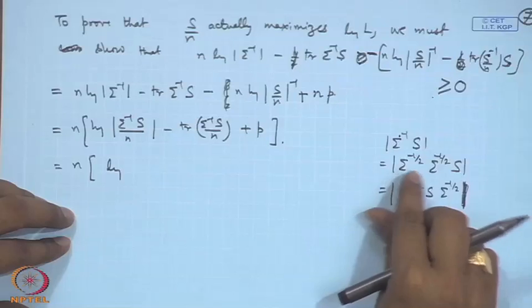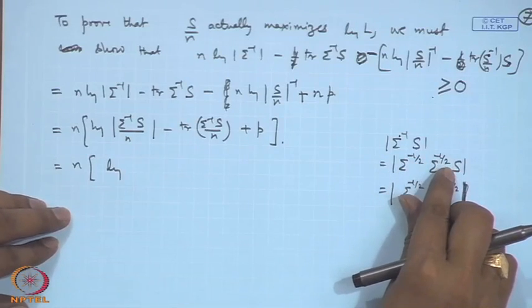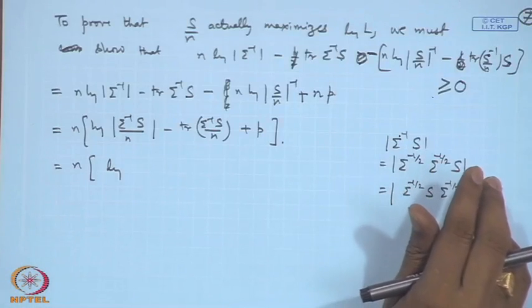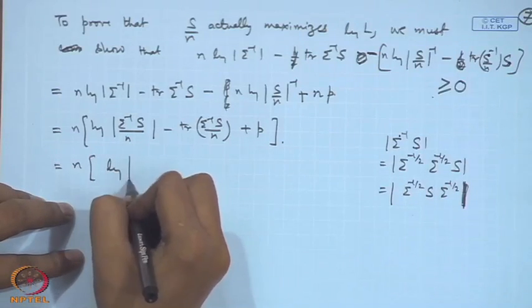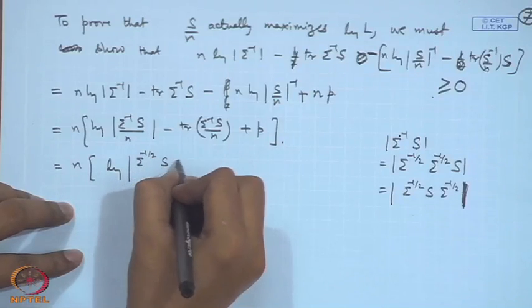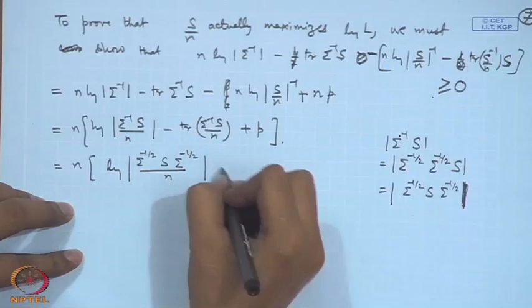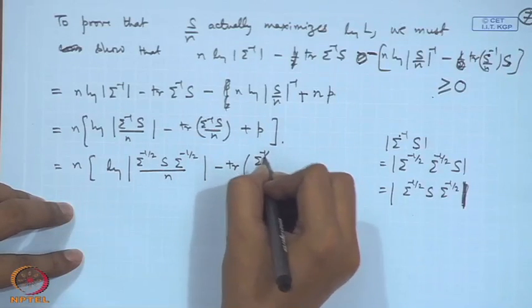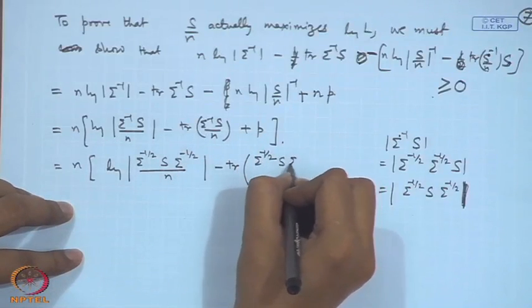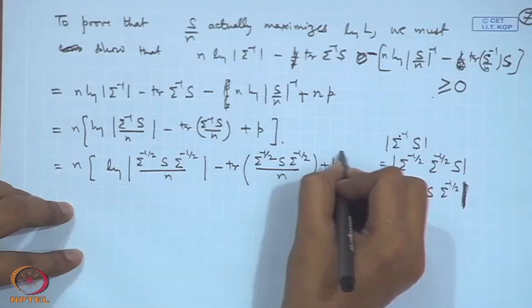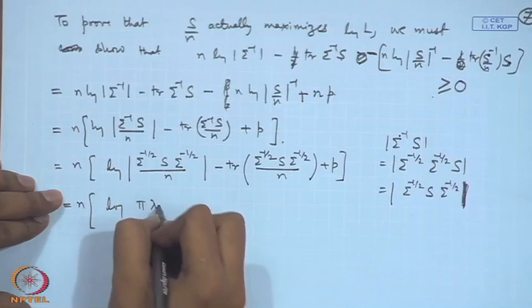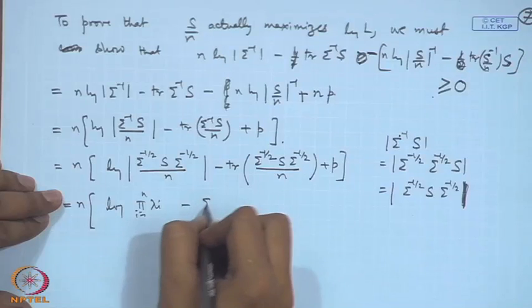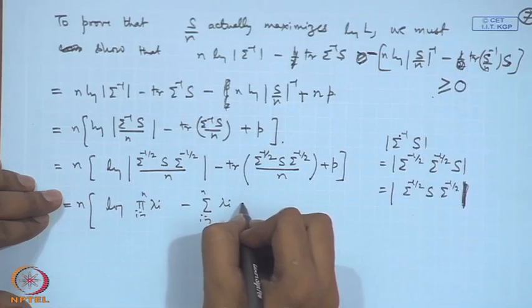It is a positive definite matrix. We had the decomposition, and from that decomposition the inverse was also possible, and then the half matrix was also allowed. If we remember the calculations that we did in one of the previous lectures, we will use that here. So, this I can write as log of determinant of sigma to the power minus half S sigma to the power minus half by n, minus trace. In the trace also the same argument can be used, because trace of AB is also equal to trace of BA. Now, this is equal to n times log of product of lambda i, i equal to 1 to p, minus sum of lambda i, i equal to 1 to p, plus p.